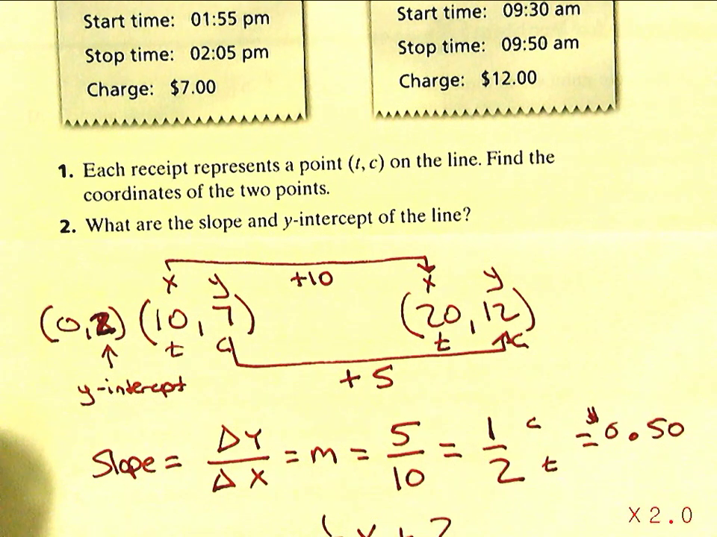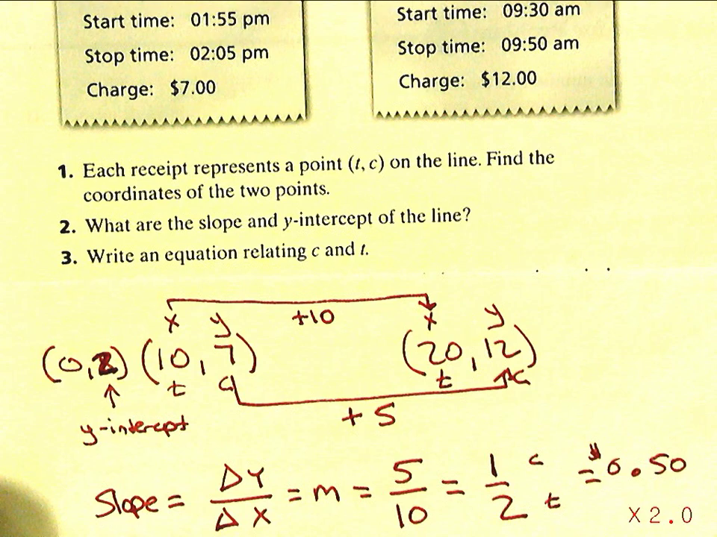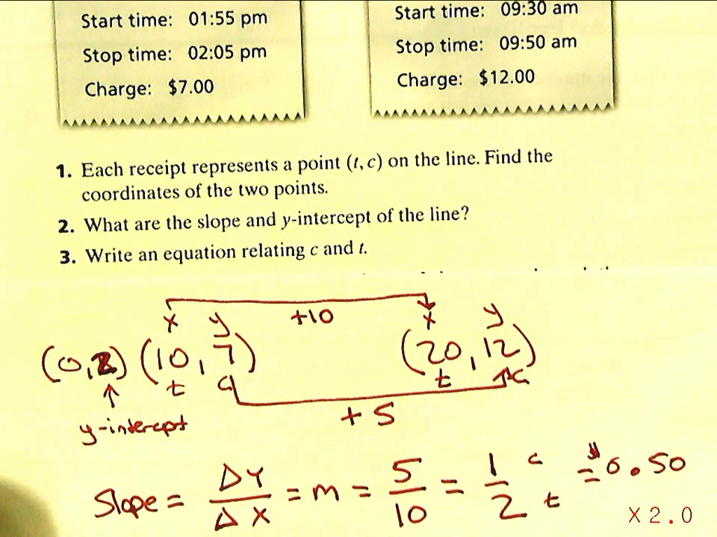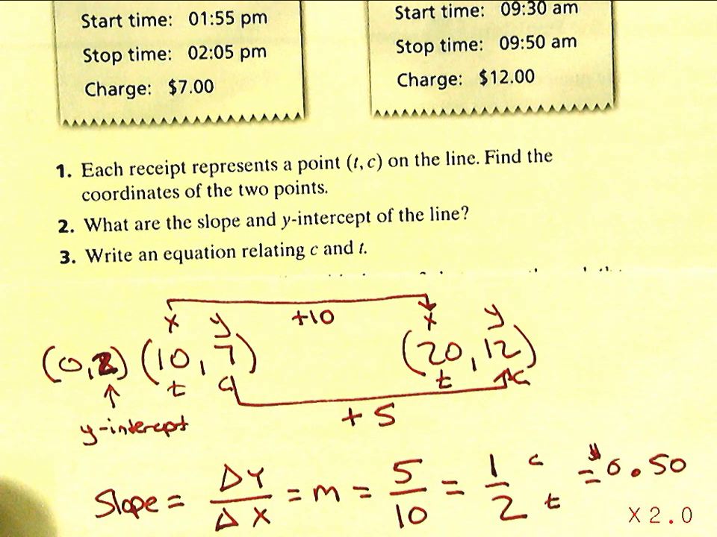So there's the y-intercept. So now we have the equation. It's 50 cents a minute, half a dollar per minute for the car wash, plus a $2 charge up front. And so I'm going to rewrite that in this form. Cost equals 0.50 times the time plus 2. 50 cents per minute is your cost per minute, and then your overall charge for the car wash.